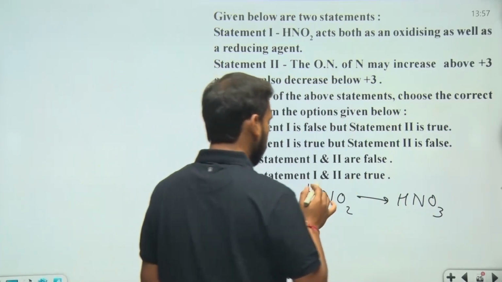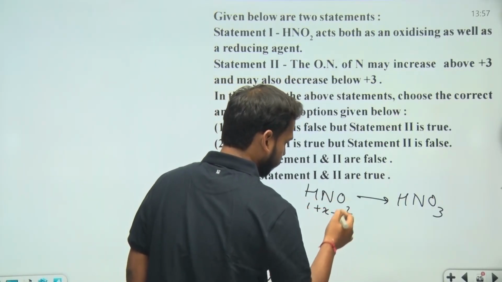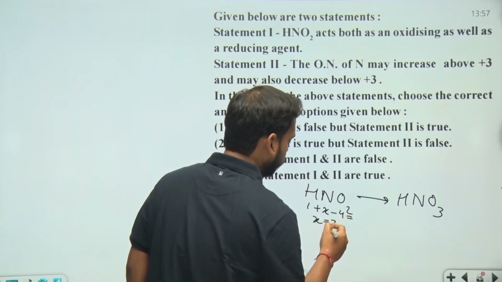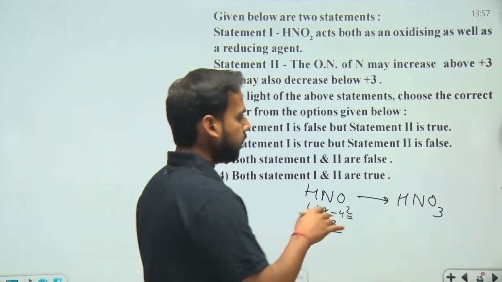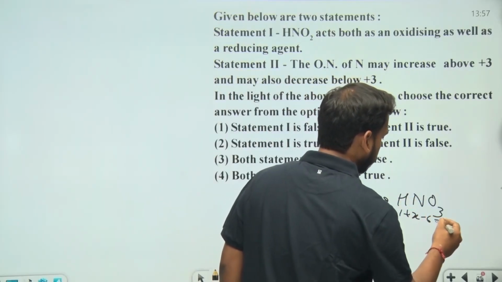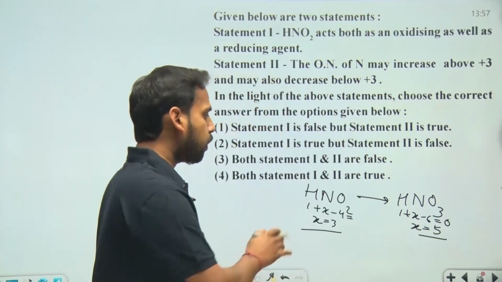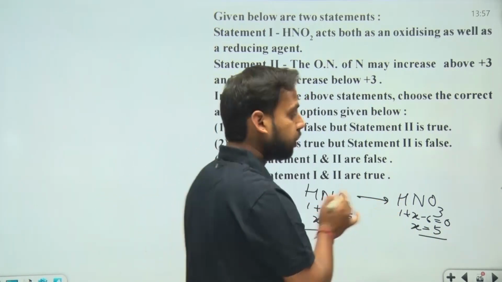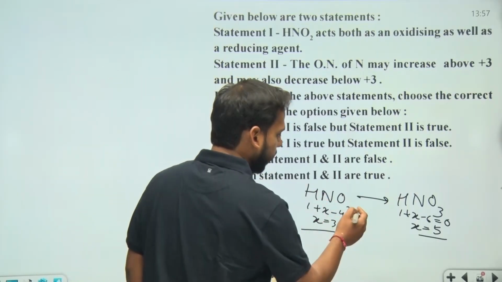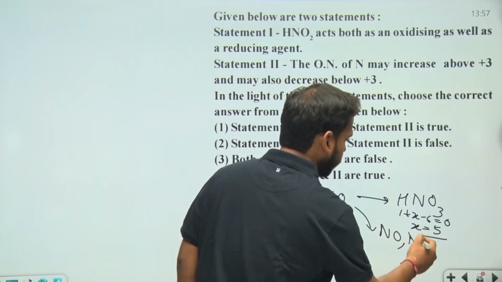Here if we see the oxidation state, it's 1 plus X minus 4, so the value of X comes out to be 3. And here if I calculate, it is 1 plus X minus 6 equals 0, so X equals 5. So it is converting from 3 to 5. That means it gets oxidized. Similarly, HNO2 can reduce to NO, N2O.